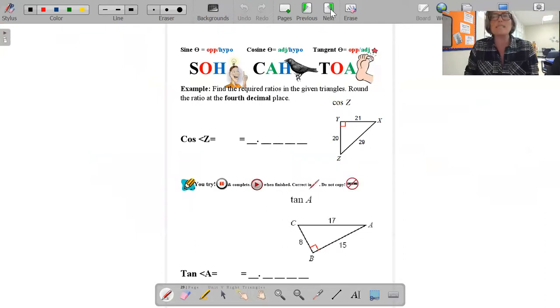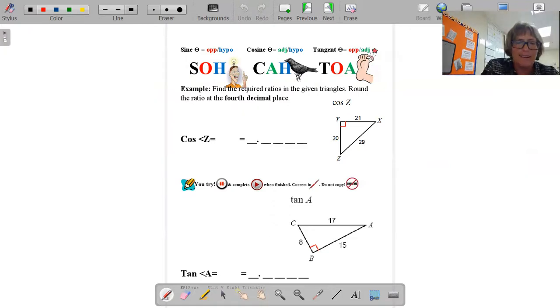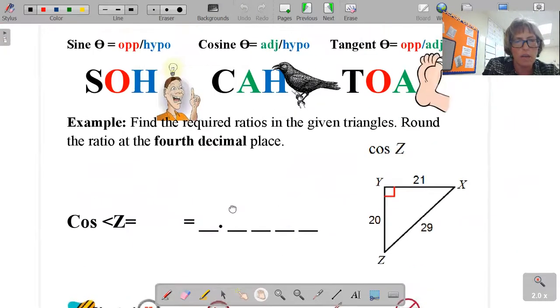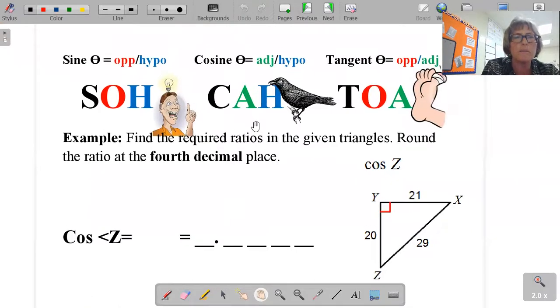Ready? We're going to find the sine ratios. Relax, your teacher has not totally lost her mind. Not completely anyways. Ready? We're going to work with Z. So sweep Z. From Z, label. This is your opposite. This is your adjacent. This is your hypo.